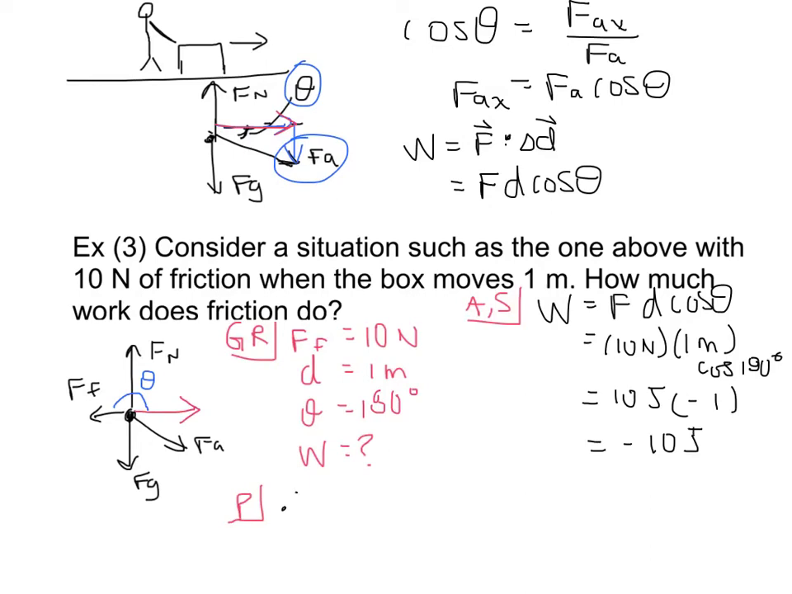So therefore, friction does -10 joules of work. So when the direction of the displacement and the force are in opposite directions, we end up with negative work. And that will happen every time that they're in opposite directions.